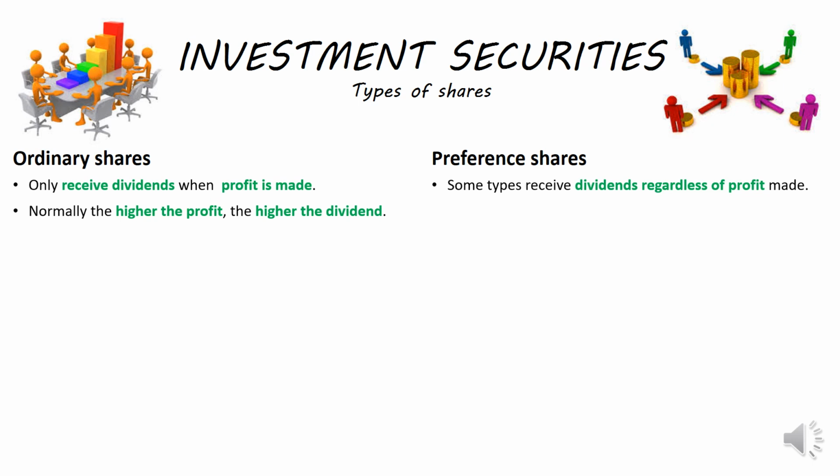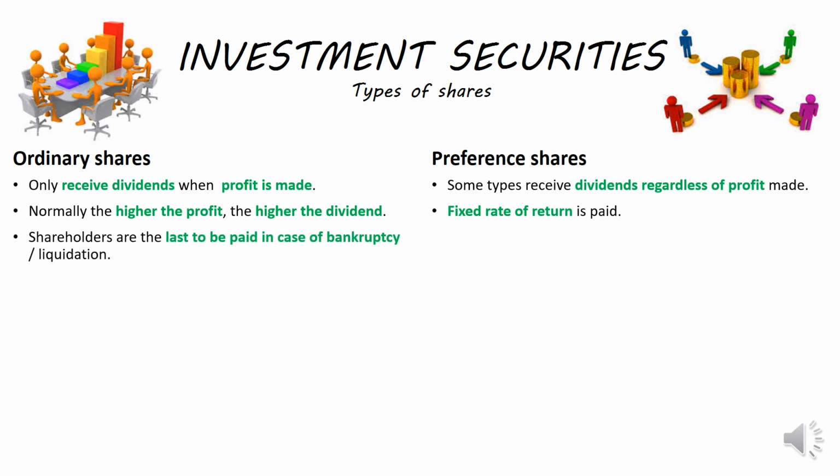With your ordinary shareholders, we said the higher the profit, normally the higher the dividend will be. Now, the dividend payout is linked to the amount of profit that a company makes. The more profit they make, the higher the dividend will be. In the case of preference shareholders, there is a fixed rate of return. So there is a fixed dividend, and the dividend that you receive does not depend on how much profit the business actually makes.